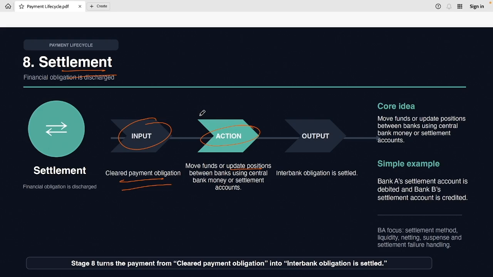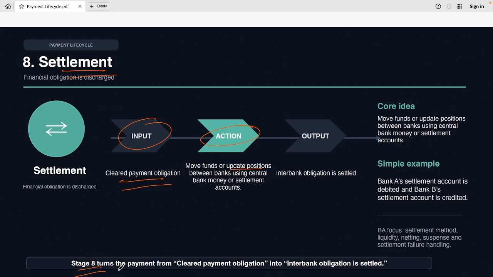In this particular stage, the BA should understand the settlement method, the settlement timing, account configuration, liquidity requirements, whether it's a gross or net processing, failure handling or exception handling, retry rules, and the suspense account treatment. Okay, a suspense account is basically a temporary accounting account used by the banks when the correct final treatment is not yet known. In short, stage 8 or the settlement stage converts the cleared payment obligation into a settled interbank obligation.